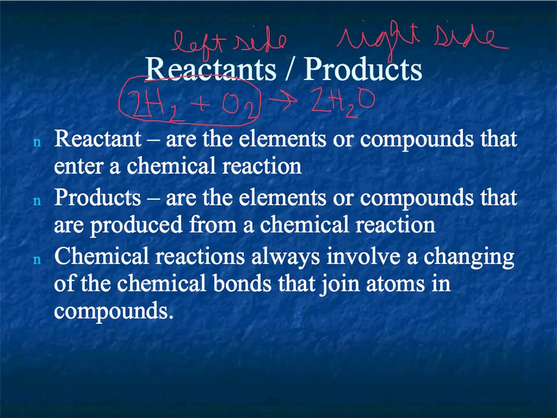Chemical reactions always involve a changing of the chemical bonds that join the atoms. And we think about this as we had a hydrogen bonded to another hydrogen. You actually had two of those, so we're going to draw another one over here. You're going to add one oxygen, which is double bonded to another oxygen. So what is going to happen is now you are forming something like this.